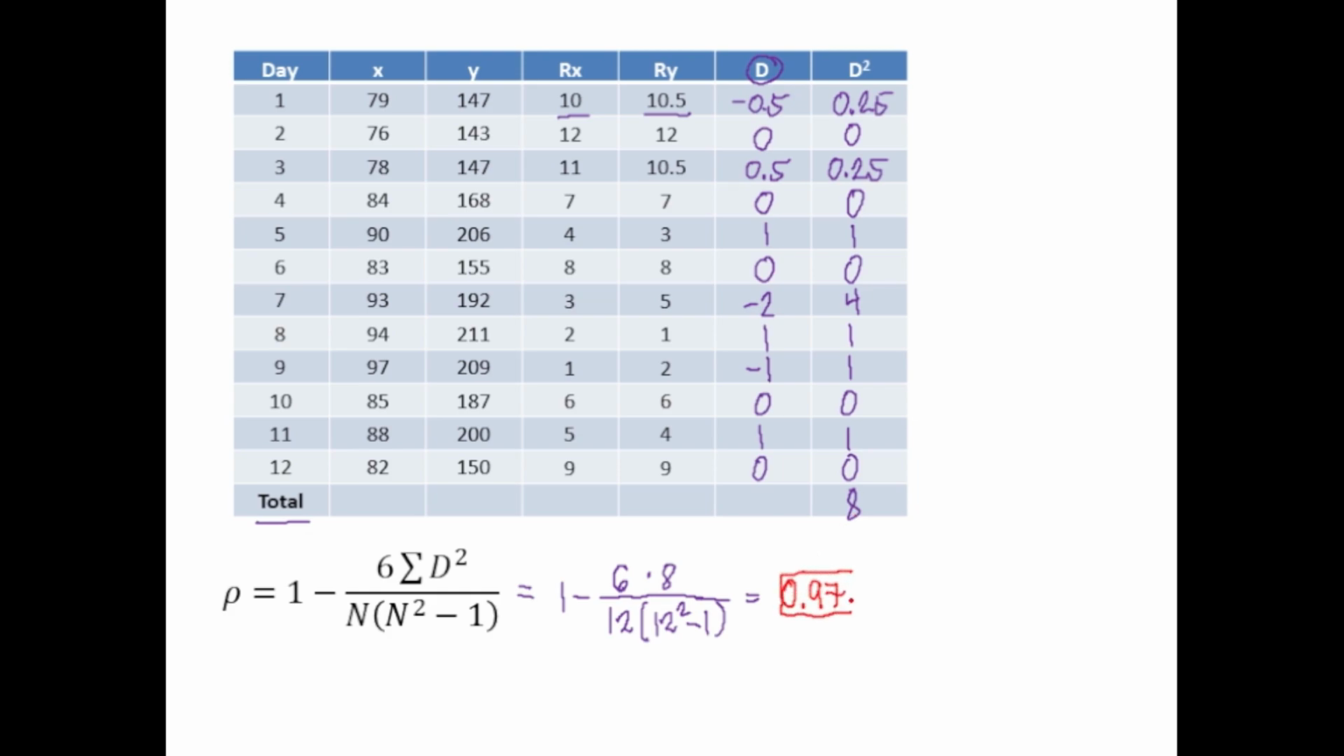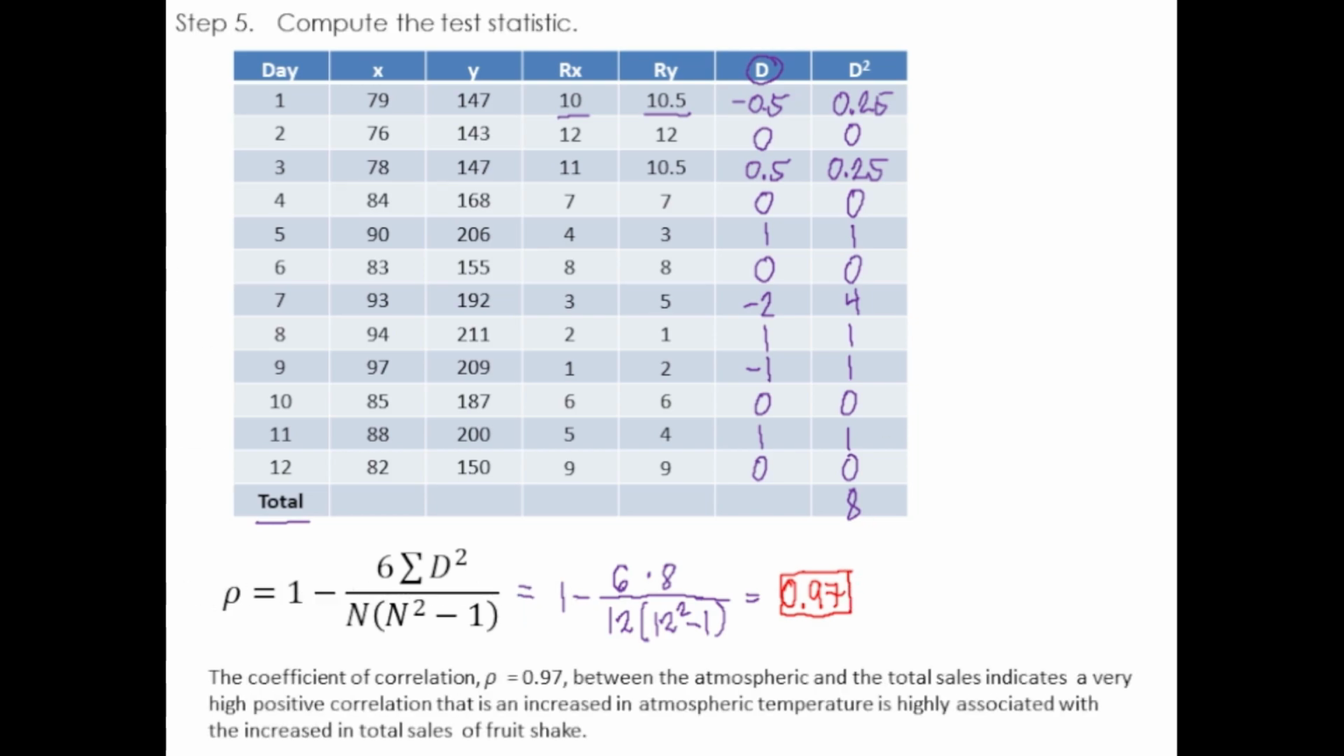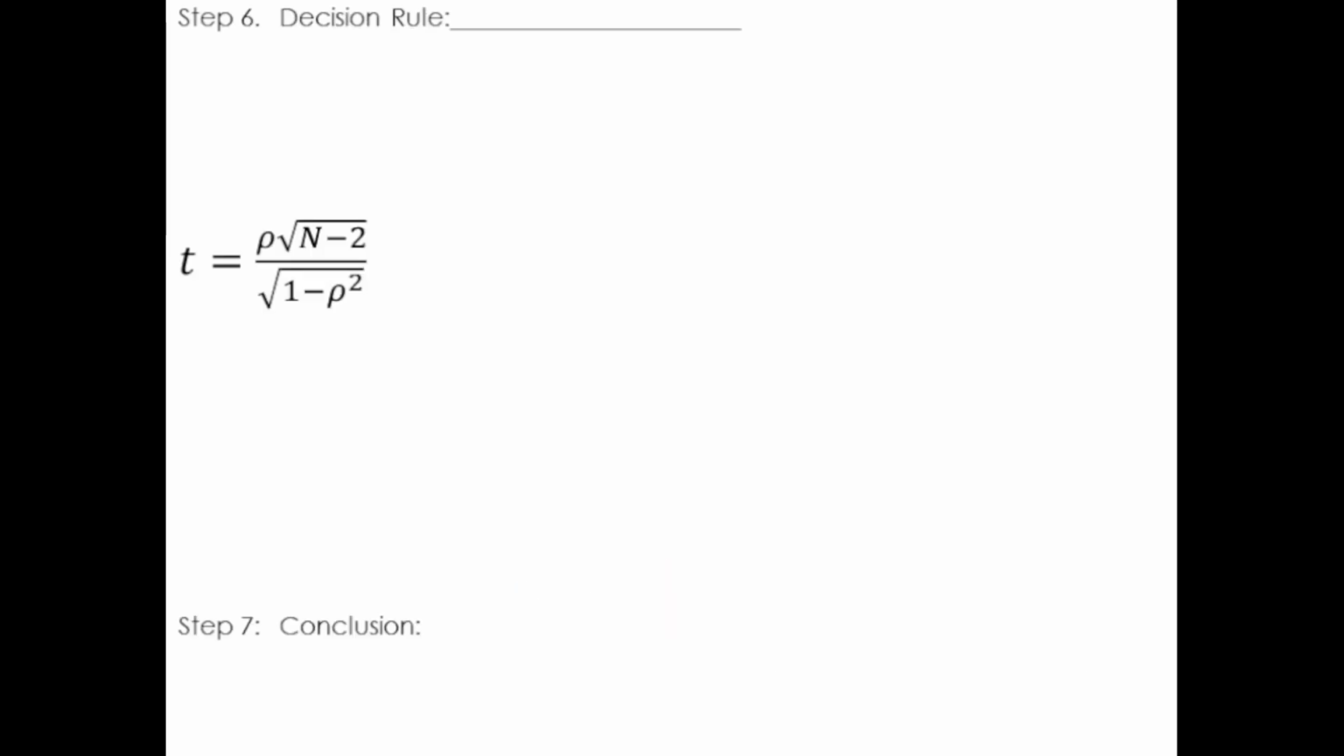Okay. Siyempre, kapag ganyan, yung interpretation, since the coefficient of correlation rho is equal to 0.97 between the atmospheric temperature and the total sales indicates a very high positive correlation, that is, an increase in atmospheric temperature is highly associated with the increase in total sales of fruit shake. Okay, nakuha na po na nating rho.